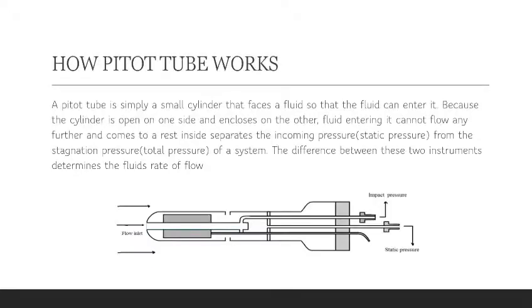And let's discuss how a Pitot tube actually works. Actually, a Pitot tube is simply a small cylinder that faces a fluid so that the fluid can enter it. Because the cylinder is open on one side and closed on the other side, fluid entering it cannot flow any further and comes to rest inside, which separates the incoming pressure from the stagnation pressure. Here, the incoming pressure is the static pressure and the stagnation pressure is the total pressure of the system. The difference between these two determines the fluid's rate of flow.